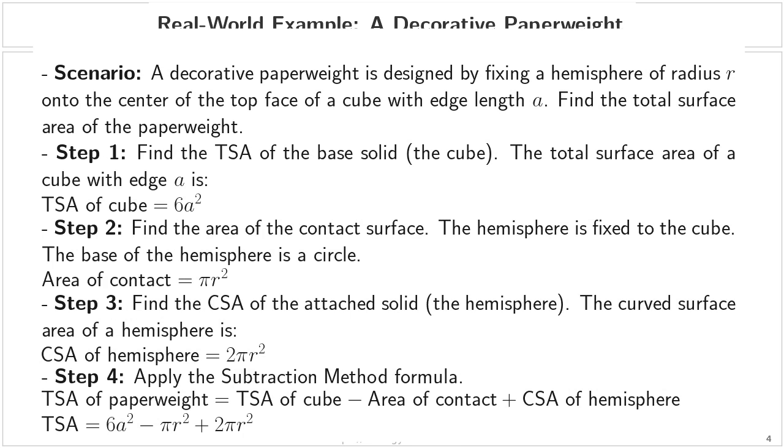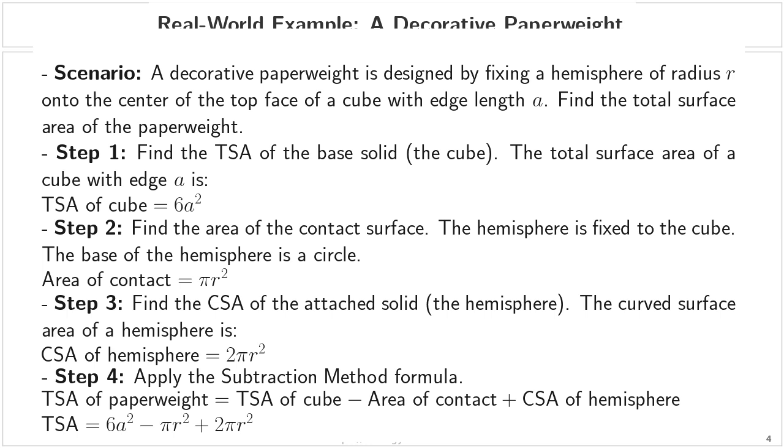Finally, step 4. We apply the subtraction method formula that we learned in the previous slide. To find the total surface area of the paperweight, we take the total surface area of the cube, subtract the area of the contact surface, and then add the curved surface area of the hemisphere.